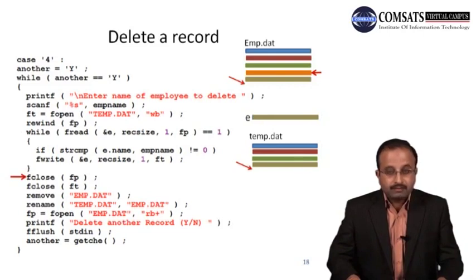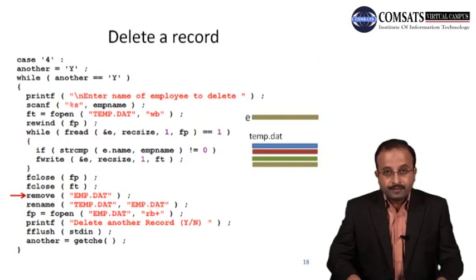Now it closes the file fp, and it closes the ft file, that is the temporary file. It closes the file that the ft pointer is pointing to. And then it removes emp.dat. This is the next statement to be executed. So when this statement is successfully executed, emp.dat file will be removed.